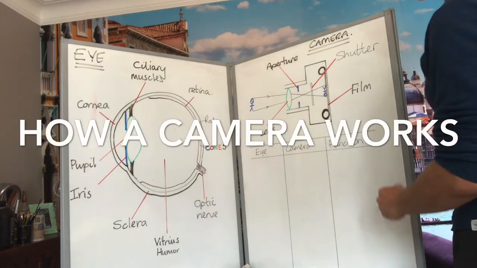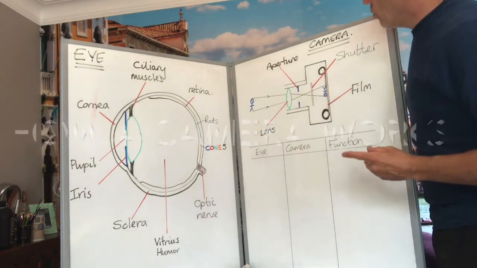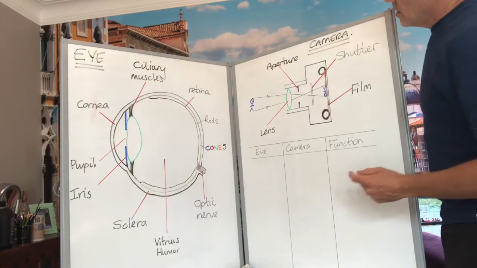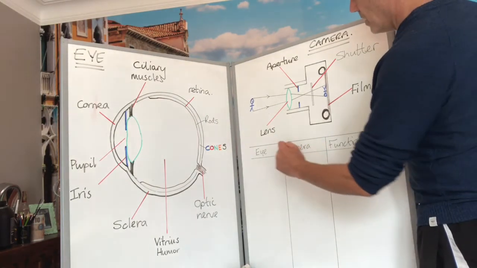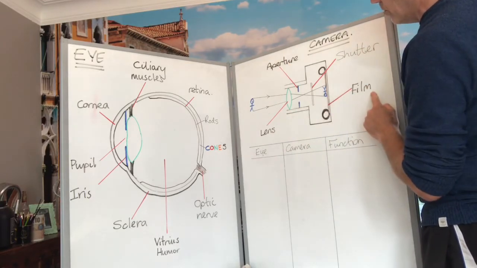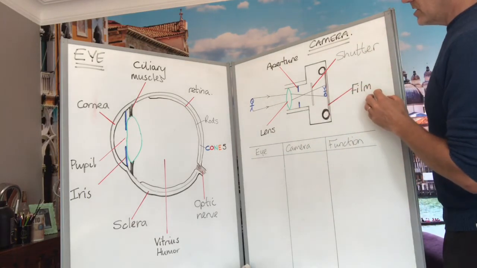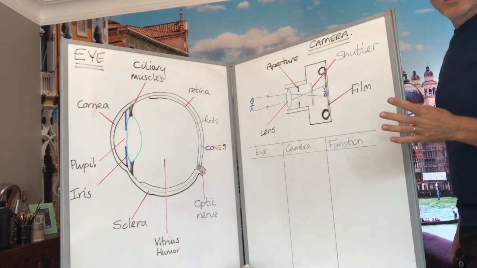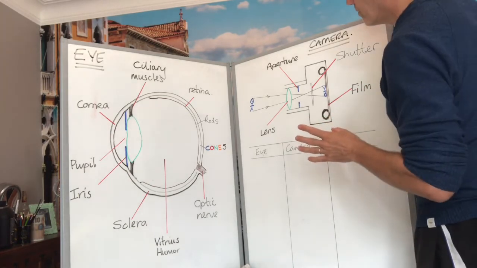Okay, let's look at the camera and how that works. We have different parts here: the lens, the aperture, the shutter and the film. These have similarities in the eye, but also some differences as well. We need to be clear on both.